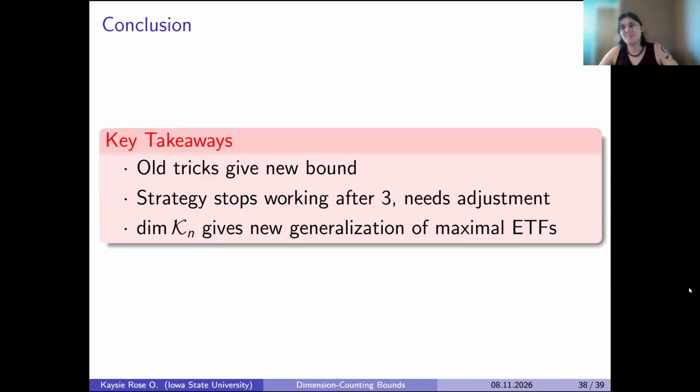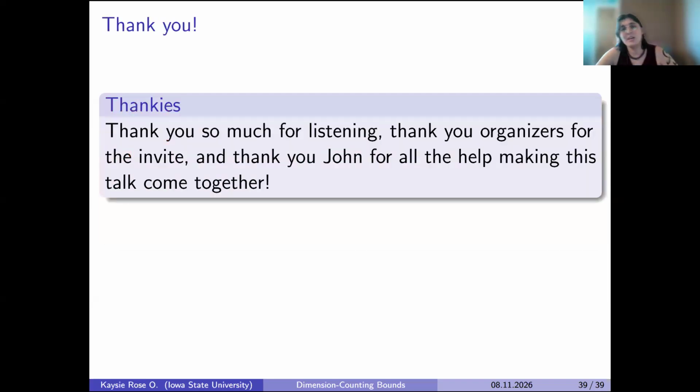Cool. So that's pretty much it, I'm coming up on the end here. The key ideas here: we used old tricks of Lemmens and Seidel to get a new bound. That strategy works great until you hit the devious number 4. If you want to keep going past that, you're going to need a new technique. And if we go to our last corner, matrix space, we get this interesting new generalization of maximal ETFs.